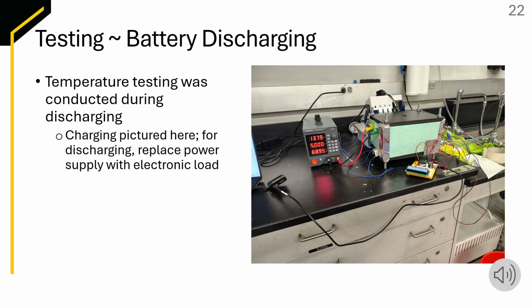So this is a picture of the entire setup during charging. But for discharging, we just replaced the power supply with the electronic load. One thing I want to note is that discharging was much faster than charging, since it was set to higher amperages than charging, so that depletes the battery pack at a much faster rate.